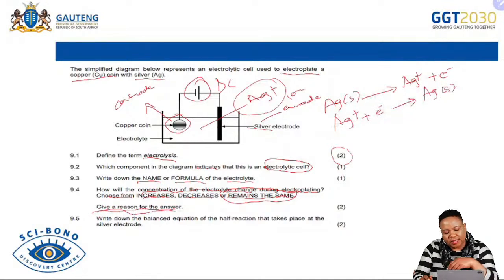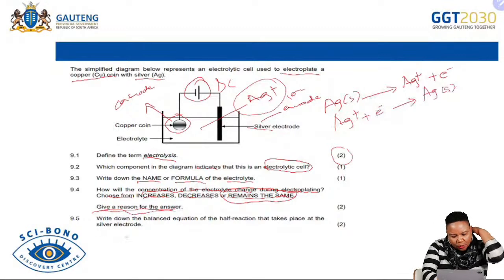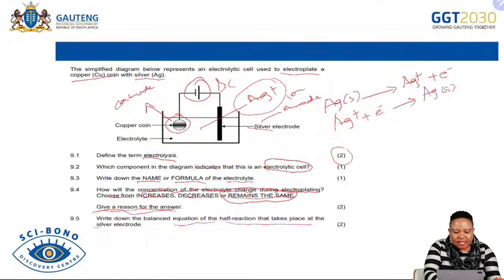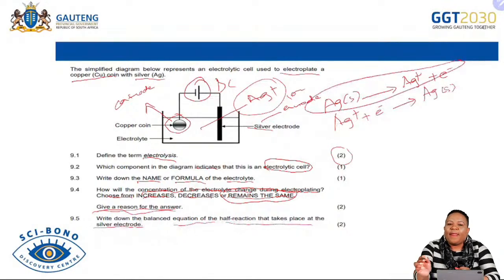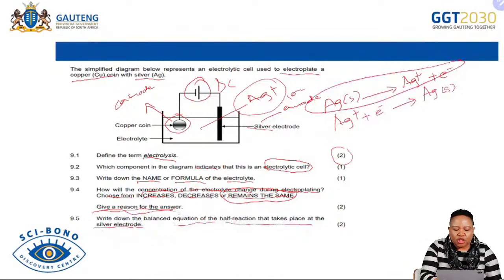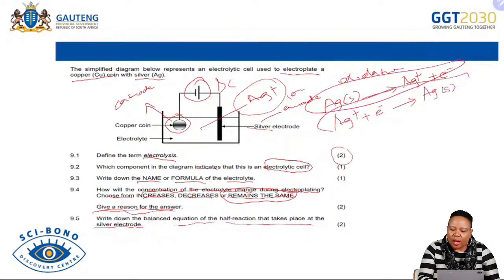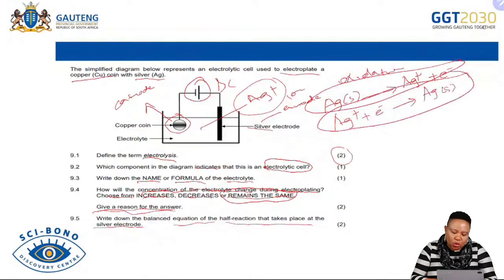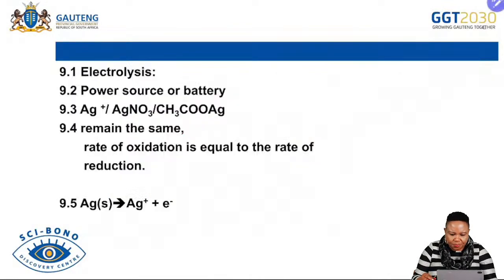So that is why, as a reason, the rate of oxidation is equal to the rate of reduction, or oxidation and reduction occur simultaneously. And then write down the balanced equation for the half reaction that takes place at the silver electrode. At the silver electrode, we expect silver, our metal, to undergo oxidation and lose electrons and form silver ions. This is our oxidation half reaction that occurs at the silver electrode, and this one, even though it was not asked, is our reduction reaction.